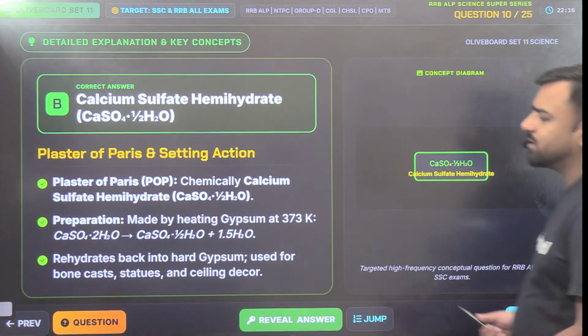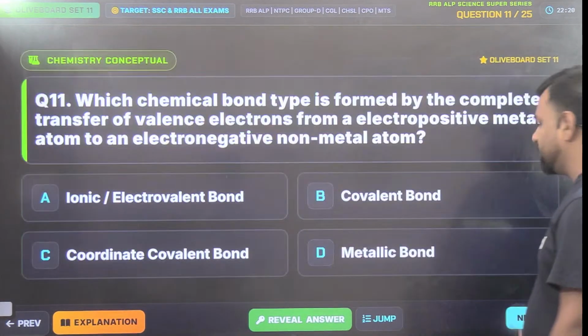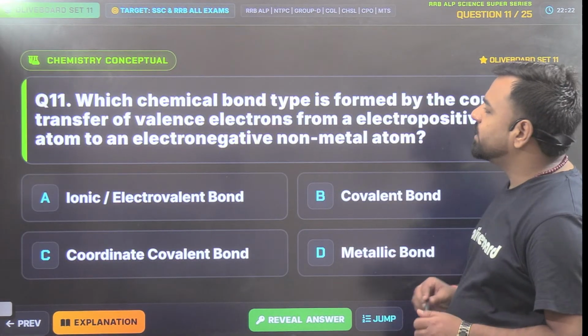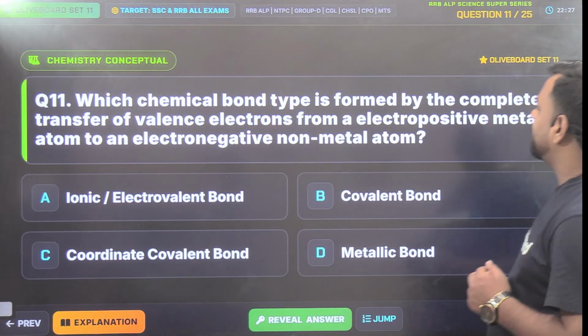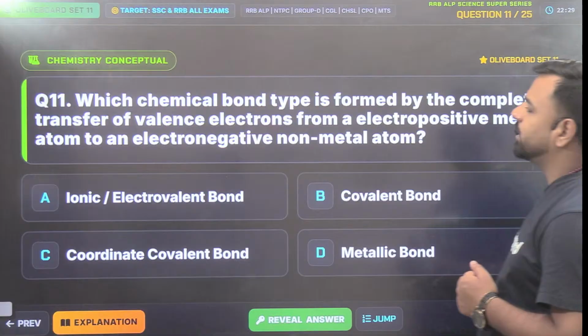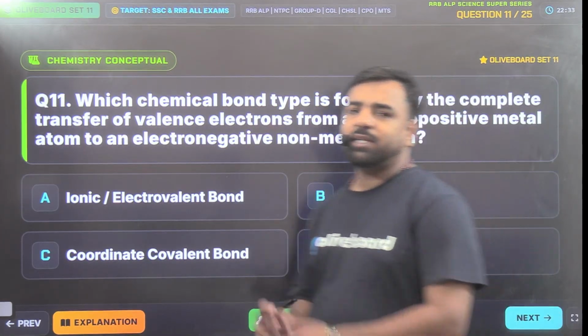Since we have discussed this question in a past class also, I won't take time here. That's great. Ankita, Utkarsh, both of you are correct. The next question is, which chemical bond type is formed by the complete transfer of valence electrons from an electropositive metal atom to an electronegative non-metal atom? That's a question from chemical bonding.